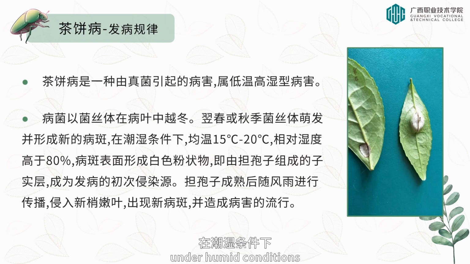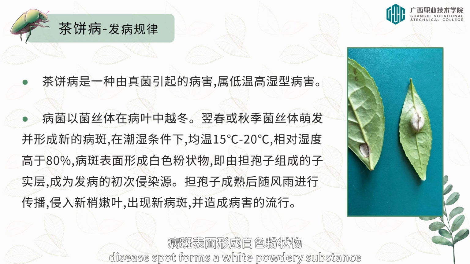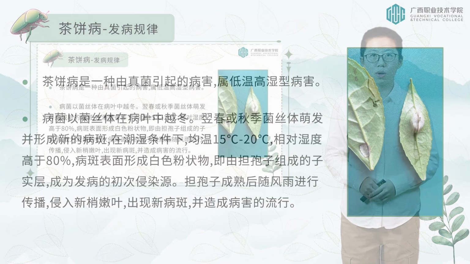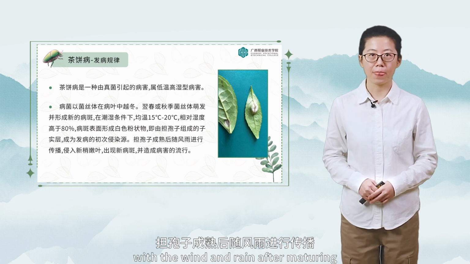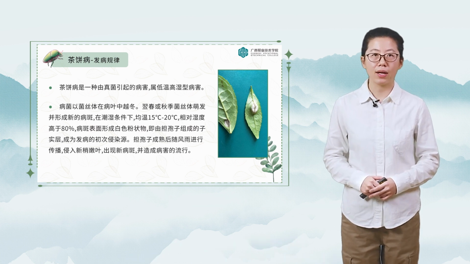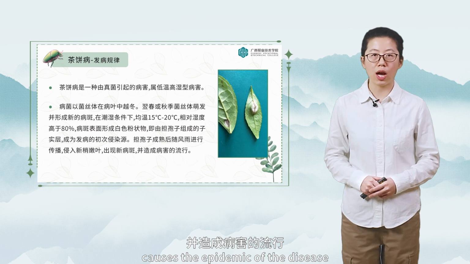Under humid conditions, with an average temperature of 15 to 20 degrees Celsius and relative humidity higher than 80%, the surface of the disease spot forms a white powdery substance, that is, a seed layer composed of basidiospores. It becomes the primary infection source of the disease. The basidiospores spread with wind and rain after maturing, invade the young leaves of the new shoots, and form new disease spots, causing the epidemic of the disease.